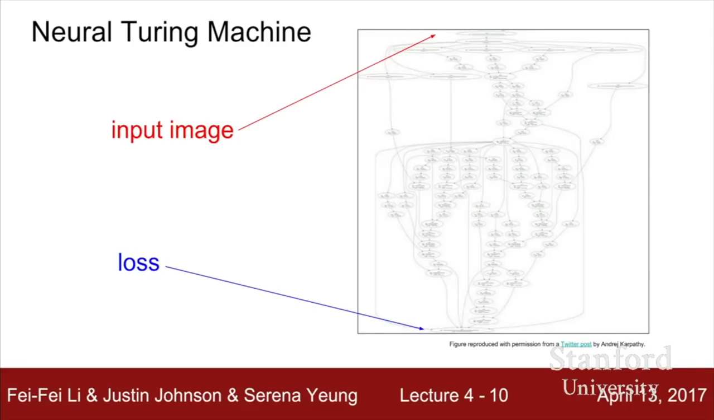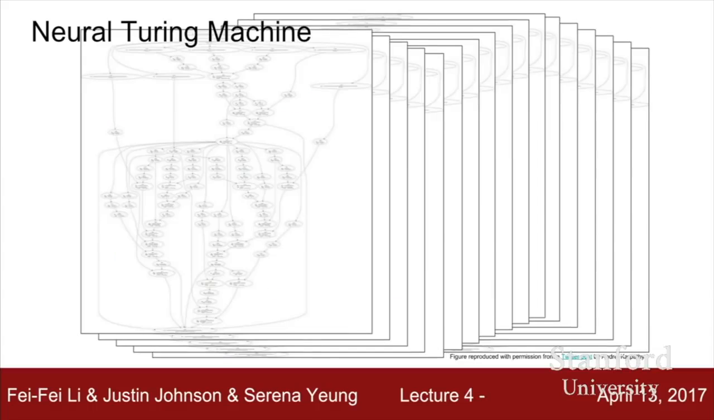And this can get even crazier with things like a neural Turing machine, which is another kind of deep learning model. In this case, you can see that the computational graph for this is really insane. And especially, we end up unrolling this over time. It's basically completely impractical if you want to compute the gradients for any of these intermediate variables.